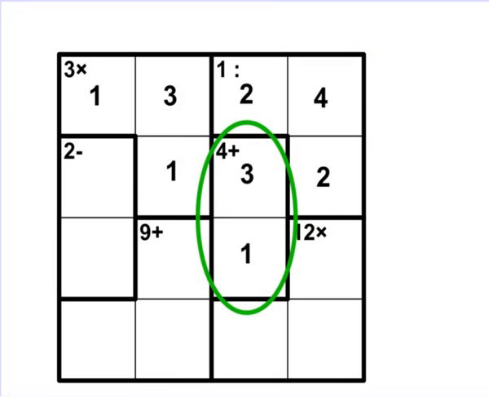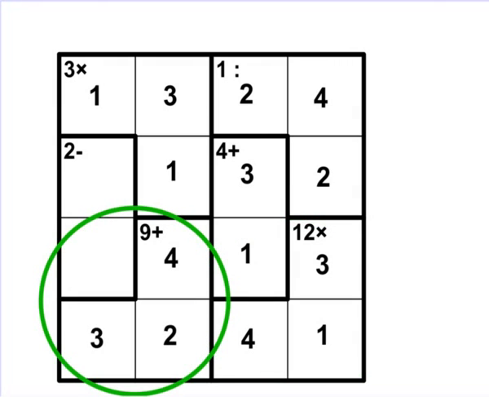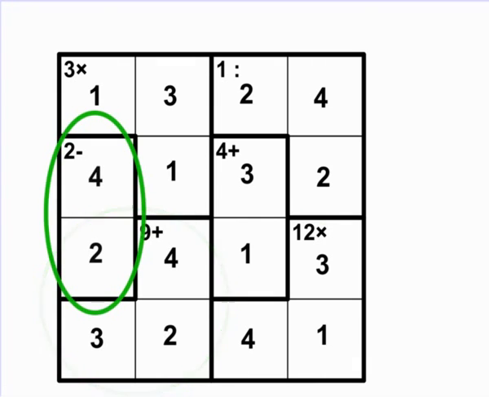Here's one we've seen before. 4 equals 3 plus 1, and in that order because there already is a 1 in the second row. 1, 3, and 4 are left over for the bottom right, which multiplied together make 12. Again, with the numbers that are left over, we can fill in the 9 plus cage. And the final one, 4 minus 2 equals 2. We've solved the second puzzle.